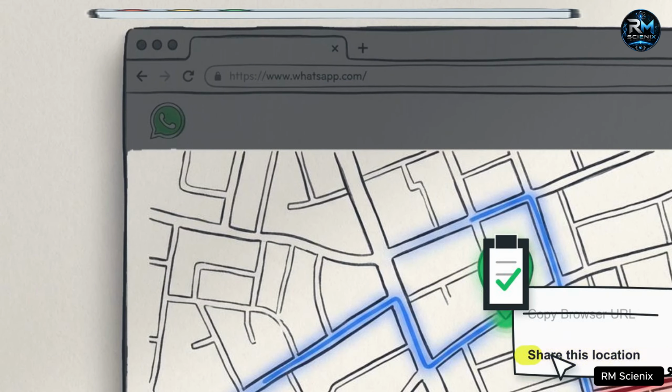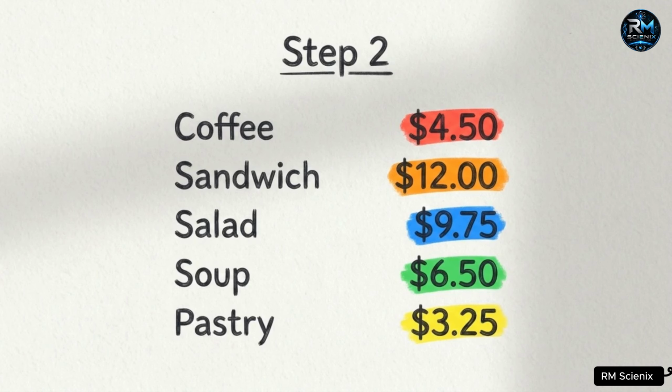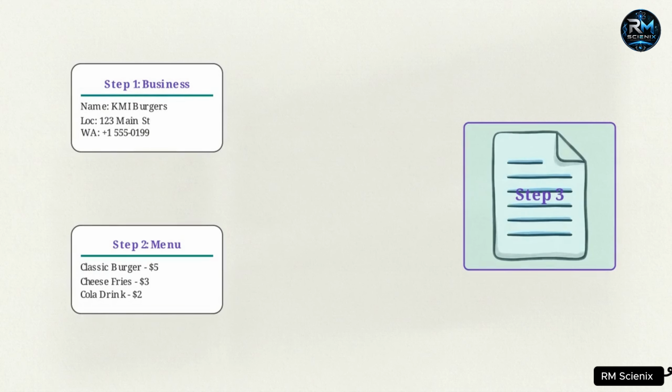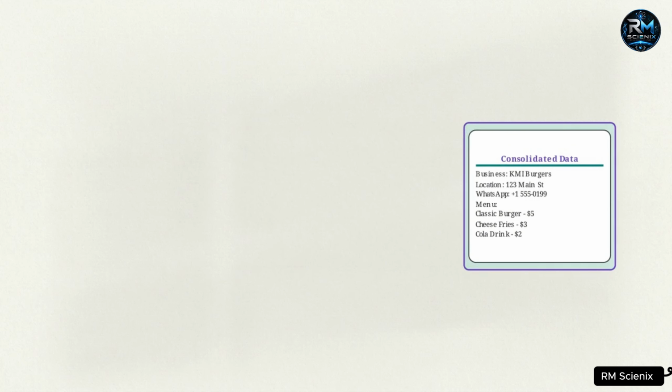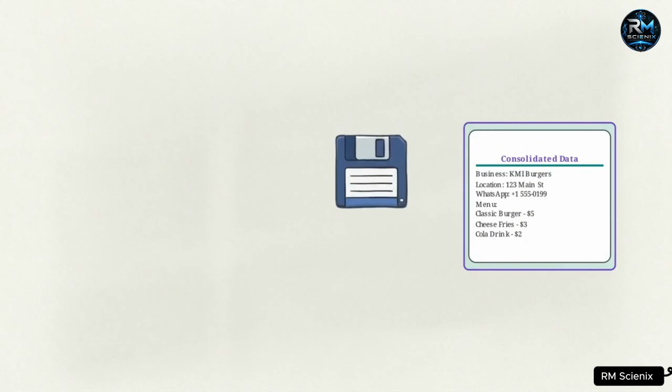correctly on your site. Move to the Step 2 section of the document. Here, list each of your products or menu items alongside their specific prices. Once your information is entered, copy all the data you've written and paste it into the consolidated Step 3 section of the document, then save the file.